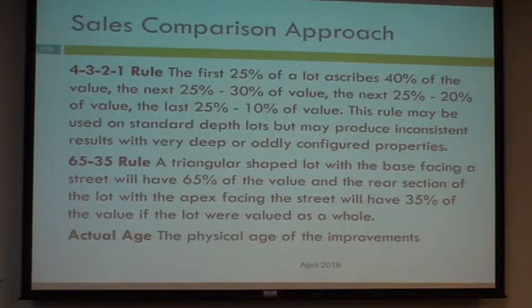Third section back has 20% of the value, and the back 25 has 10% of the value. So the question would be, if the lot value is $100,000, what's the front half of it worth, using 4-3-2-1? So we would say the front half's gonna be what? 70%, right? So it's pretty simple. You ever use this in your office?